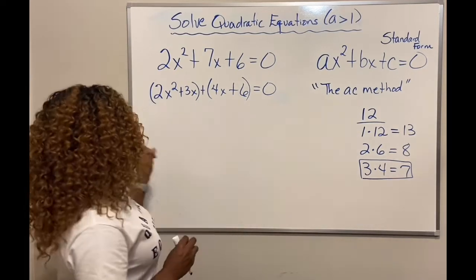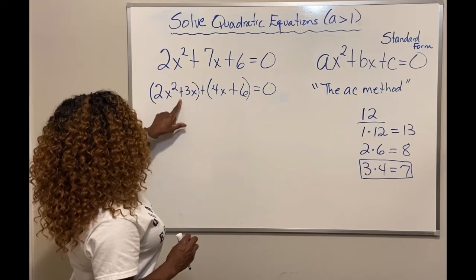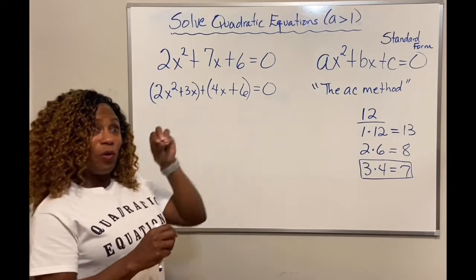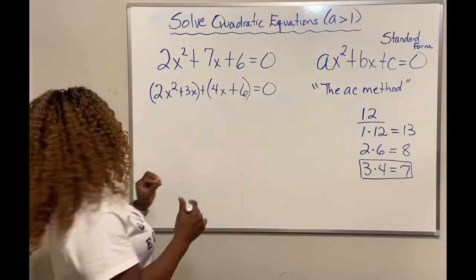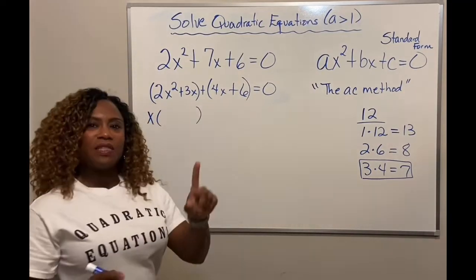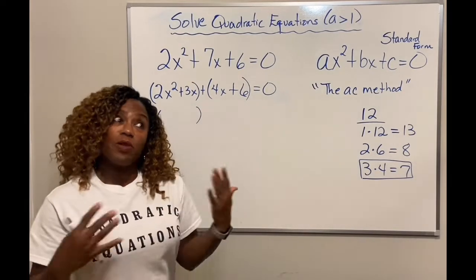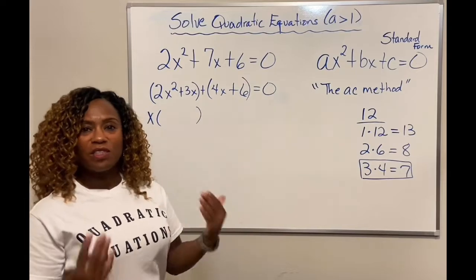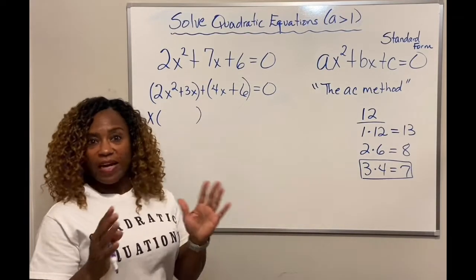So let's take a look at the first group. I've got 2x squared plus 3x. And the only thing they have in common is an x. So I'm going to actually pull that out. I mean, literally pull it out. So I'm going to put the x out here. And then I'm going to look at each term separately and ask myself what's still remaining. When I factor out an x, what's still there? In other words, what's the other factor?